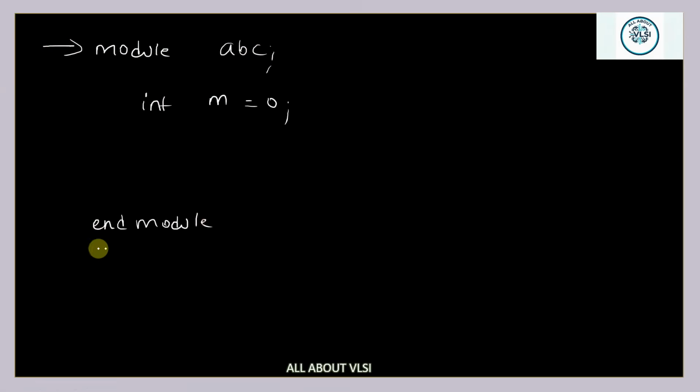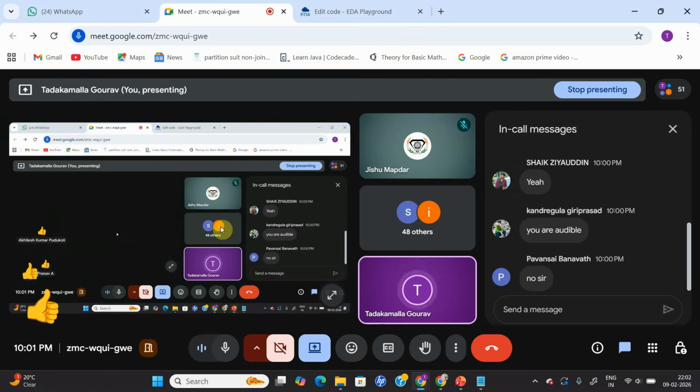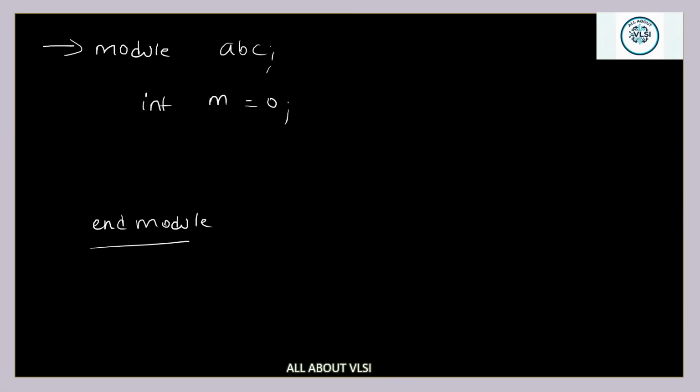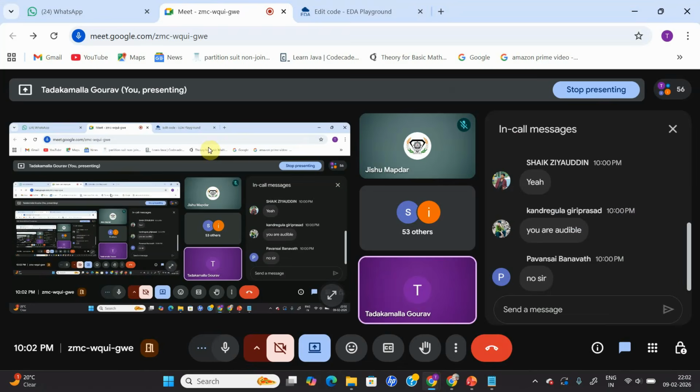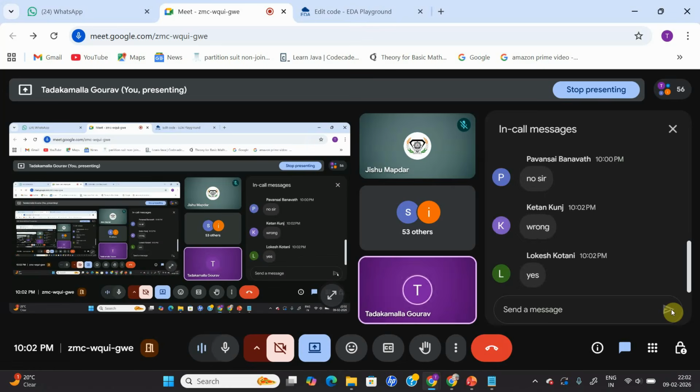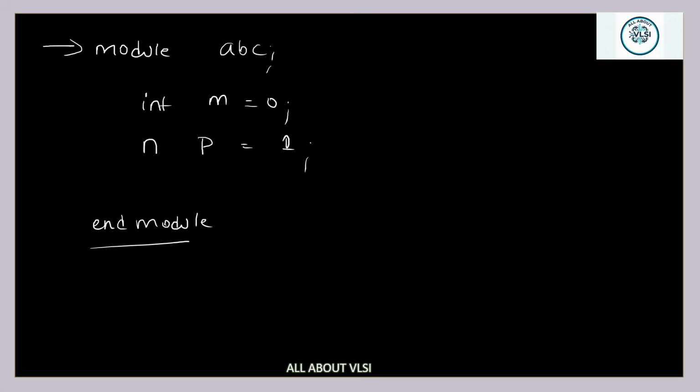is there any mistake or anything wrong in this particular code? I don't feel anything wrong, right? If I simply write module ABC, int m equal to 0, and endmodule, there is nothing wrong in that. But if I write n p equal to 1, is there anything wrong in this code? It's wrong, right? Basically n is not declared, it is not a data type, and it is not declared in the libraries.